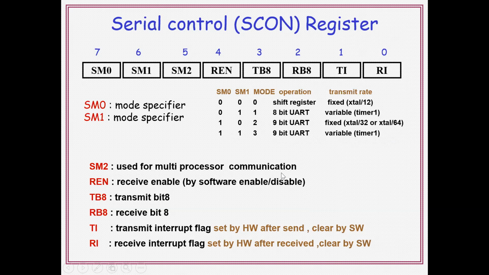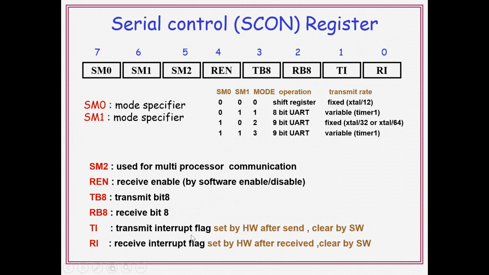If more than one microcontroller needs to communicate, in those cases we can set SM2 equal to 1, which enables the multi-master communication. And next REN, receive enable. This is enabled or disabled by software. Next one is TB8, transmit bit 8, and RB8, receive bit 8. During the transmission section, the TB8 bit is automatically copied into the 9th bit, called the parity. During the receiving section, the 9th bit is copied into RB8.